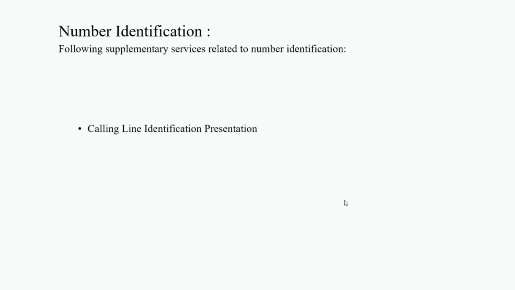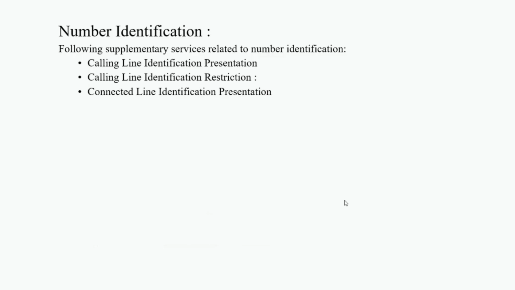Next is number identification. Following are supplementary services related to number identification. Calling line identification. This service displays the telephone number of the calling party on your screen. Calling line identification restriction. A person not wishing their number to be presented to other subscribers would subscribe to this service.